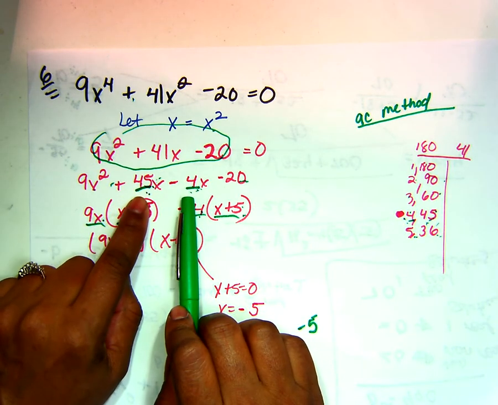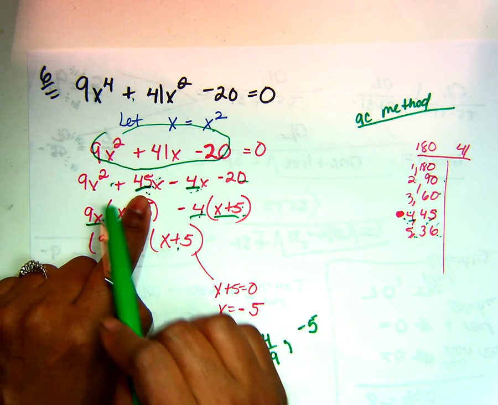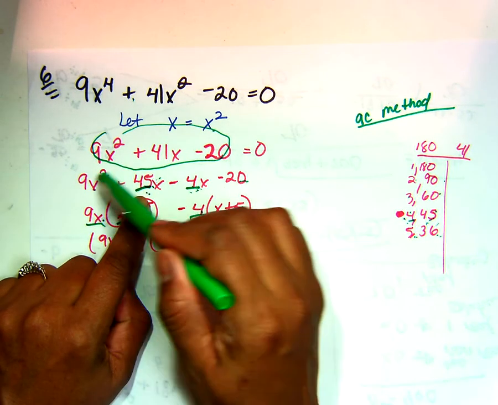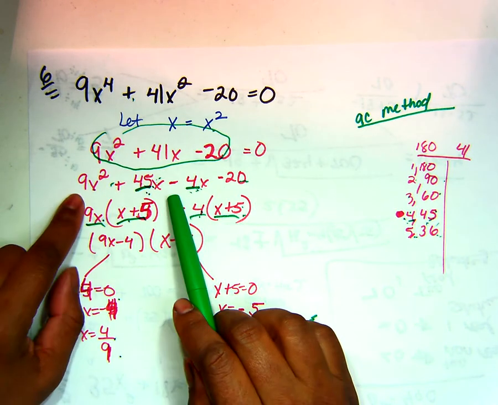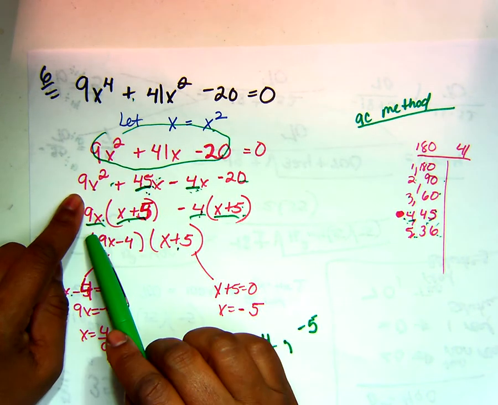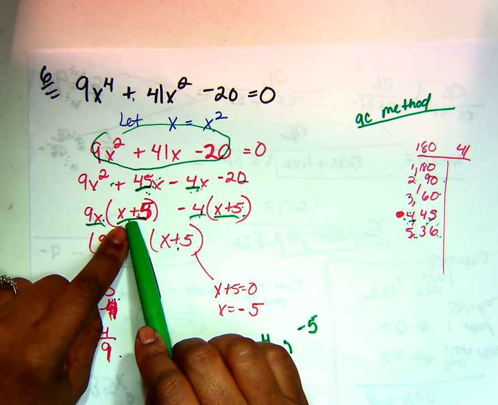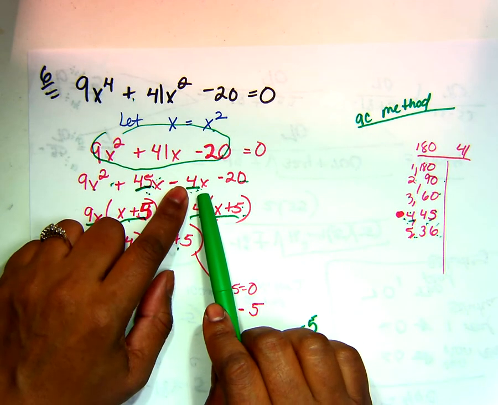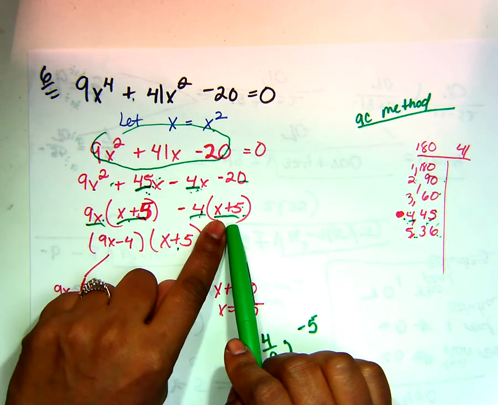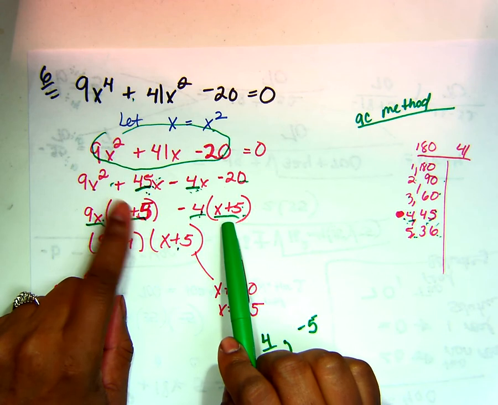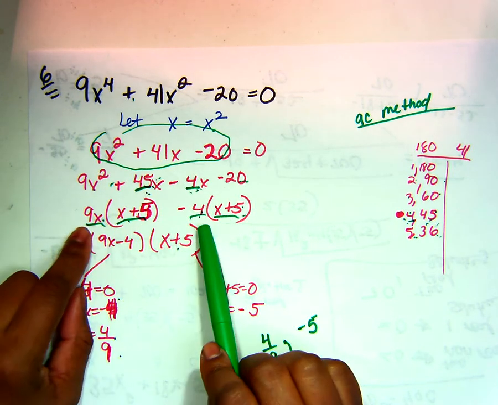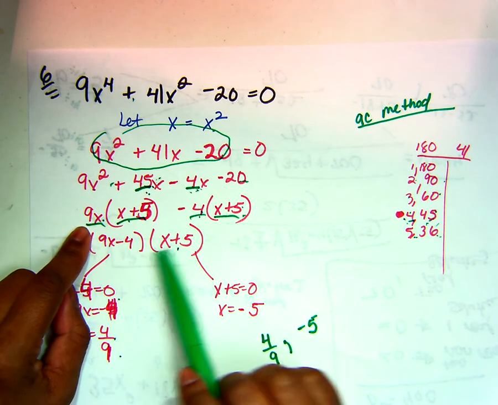I grouped them using that same pair. So I have to look at it carefully. So 45 and 4. Well, 9 and 45 can go together because they have a common factor. And then the 4 and 20 can go together. Now that I've done that, I factored out the 9x, leaves me with x plus 5. Right here, factor out negative 4, leaves me with the x plus 5. I said x plus 4 earlier, so my fault. Both of them have the x plus 5, and notice on the outside of the parentheses, you got 9x minus 4.